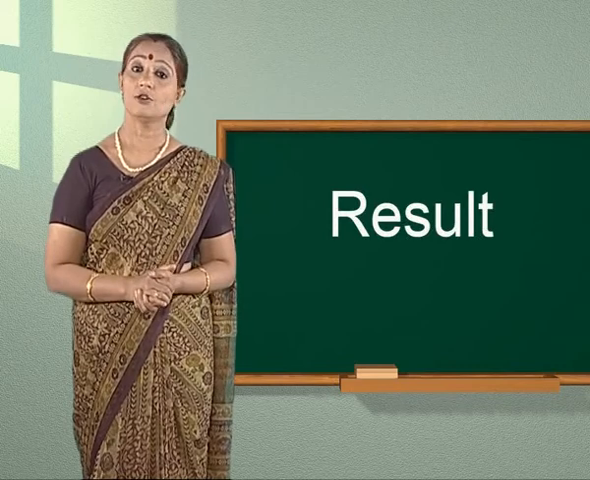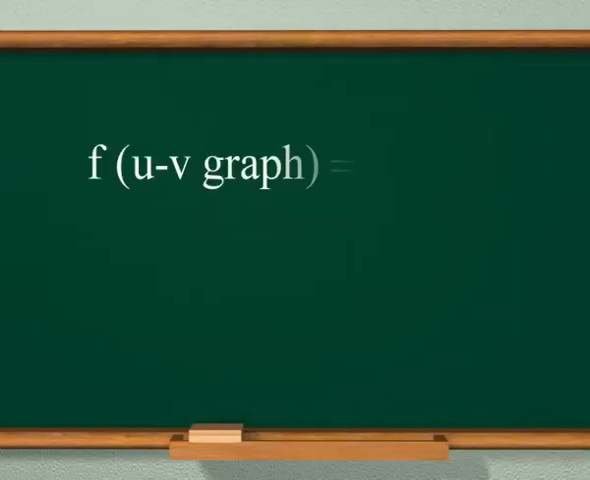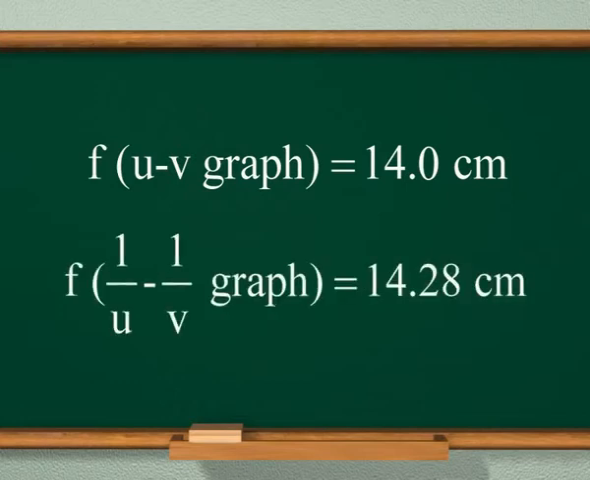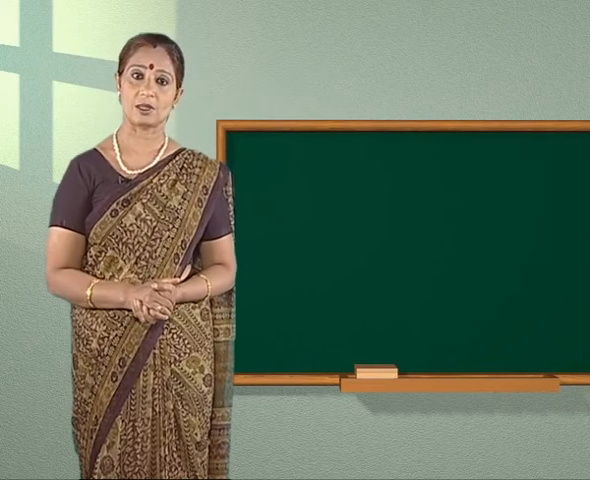Result: the focal length of the given convex lens by the u-v graph is 14.0 centimeter, and by the 1 by u, 1 by v graph it is 14.28 centimeter. Let us do our next experiment.